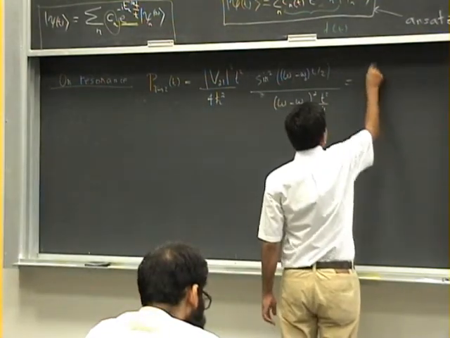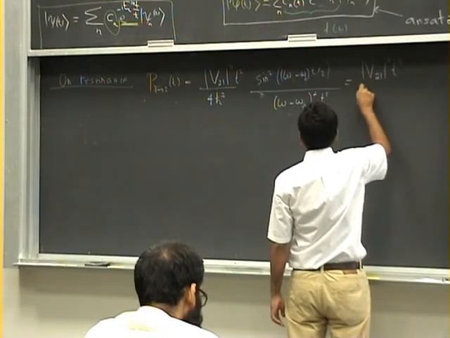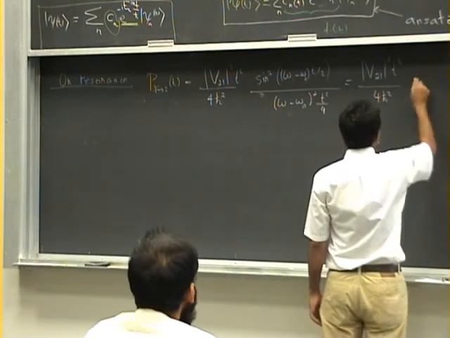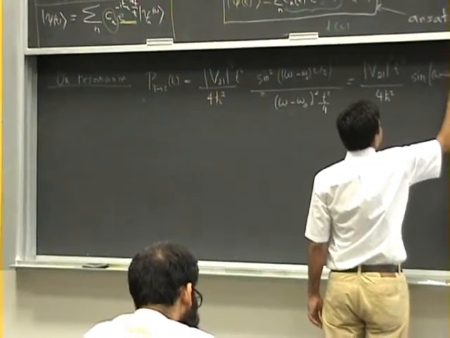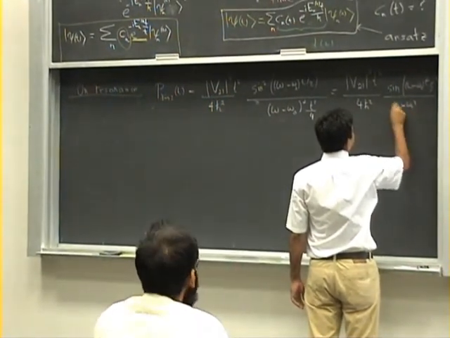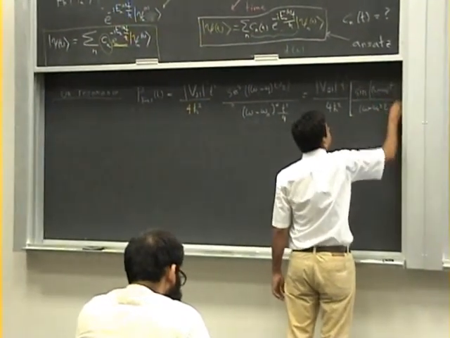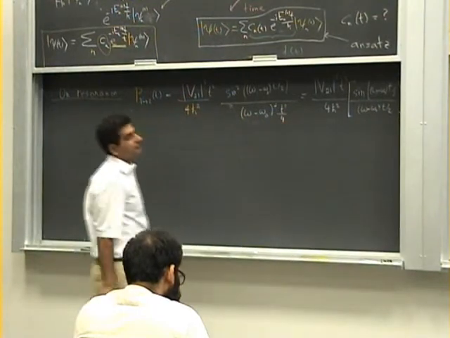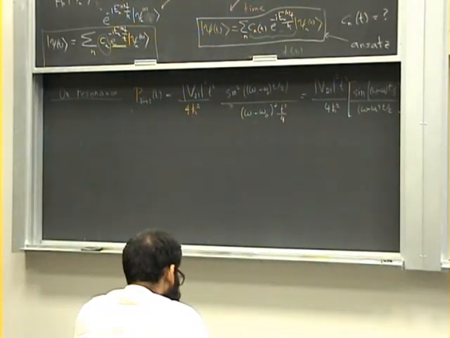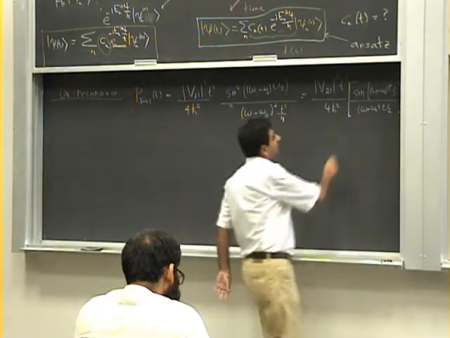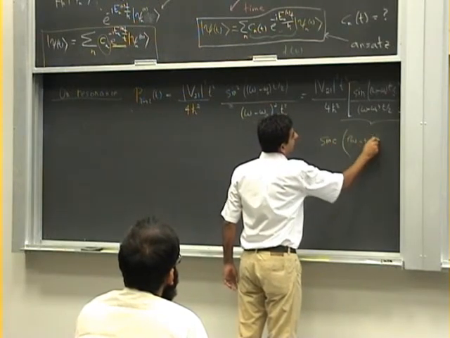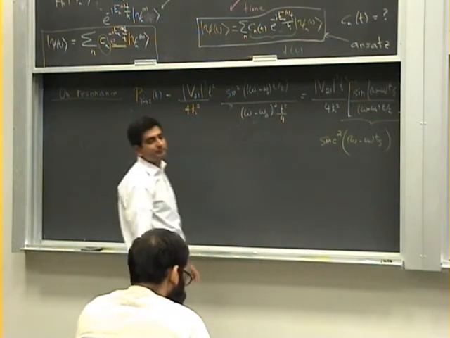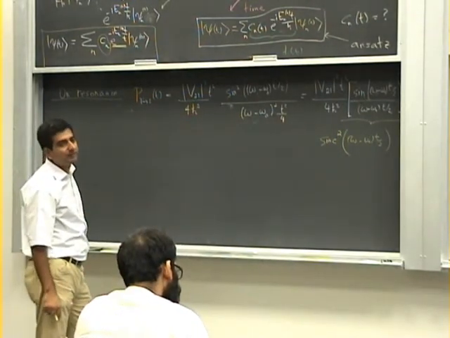I get the modulus squared of b21, t squared over 4 h bar squared, times sine of (omega minus omega naught) t by 2 divided by (omega minus omega naught) t by 2, whole squared. Now, what is this function? This is our sinc function. Sinc of (omega minus omega naught) t by 2, squared. Sinc squared. Right?